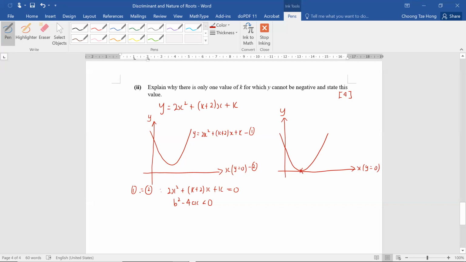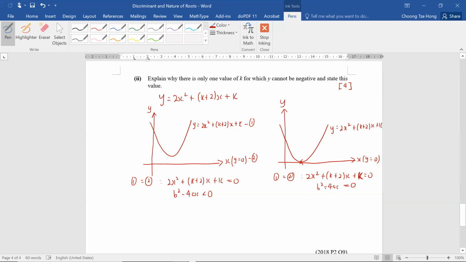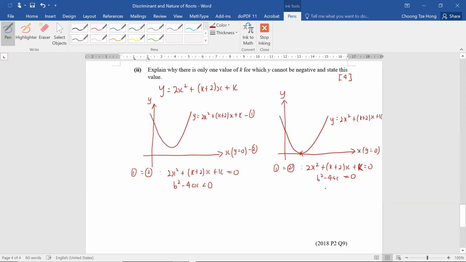So in other words, if you do equation 1 equals to equation 2, this is the same curve. If you do equation 1, then you get this. Since in this last case the curve touches at one point, then b squared minus 4ac should be equal to 0, because you should be able to get one answer. But since this question states that y just cannot be negative, right?